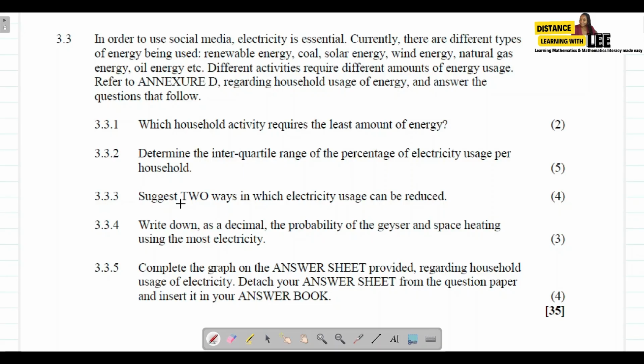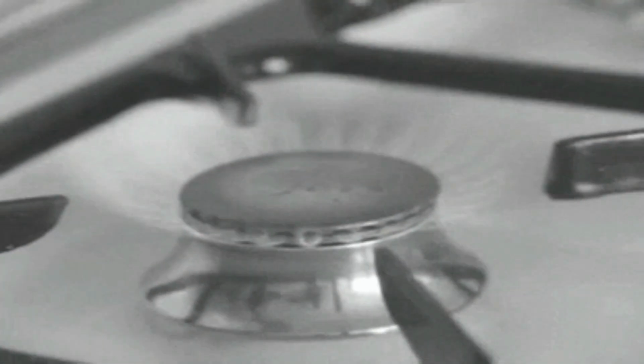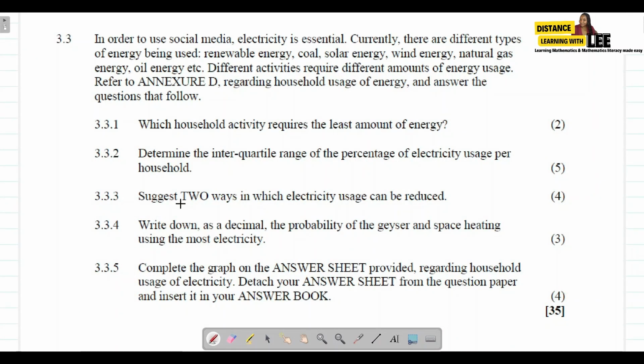Okay. Currently, there are different types of energy being used. You've got renewable energy, right? So you've got coal, solar energy, wind energy, natural gas energy, oil energy, and etc. Different activities require different amounts of energy usage. The energy needed to use a stove is not the same energy that you would use to just switch on your light, okay? We need different amounts of energy for different activities. Refer to Annexure D regarding household usage of energy and answer the questions that follow.